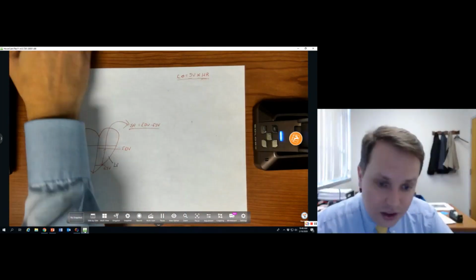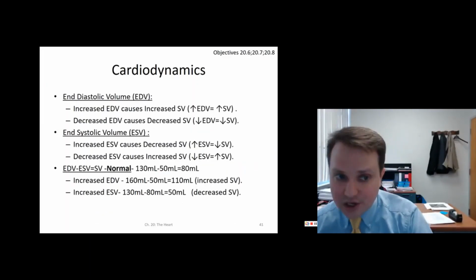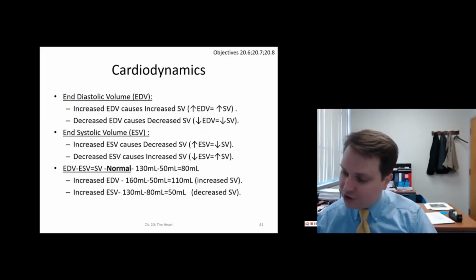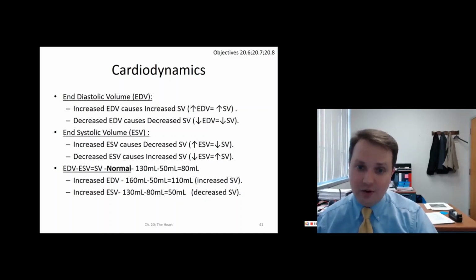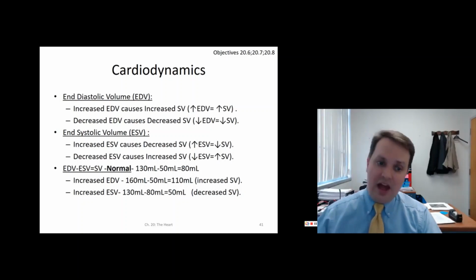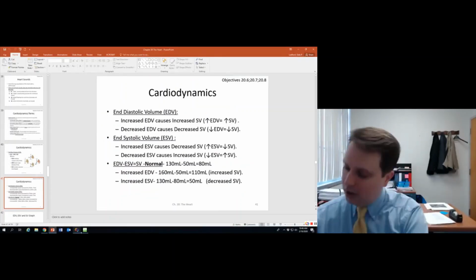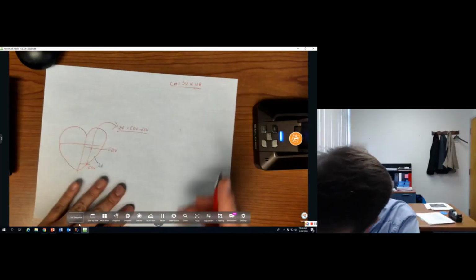So let's use those two equations. What I want to make sure that we understand is what happens with your EDV and your ESV, okay? And if you change them. So let's start off with our heart here.